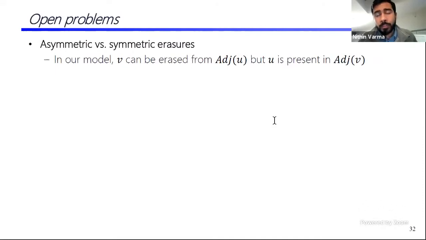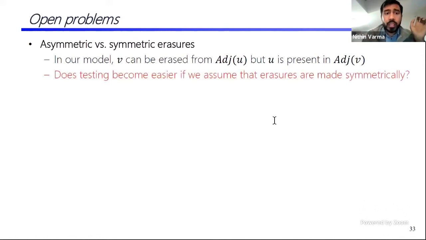Our model for formation of erasures is quite general, in the sense that a vertex V can be erased by an adversary from the adjacency list of U, but U can still be present in the adjacency list of V. We ask whether testing can become easier if one assumes that erasures are made symmetrically. In the sense, if V is erased from U's list, then U also is erased from V's list. This is an assumption, and can this assumption make life easier?